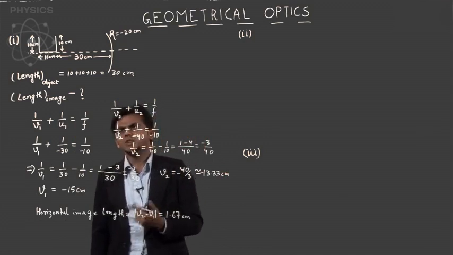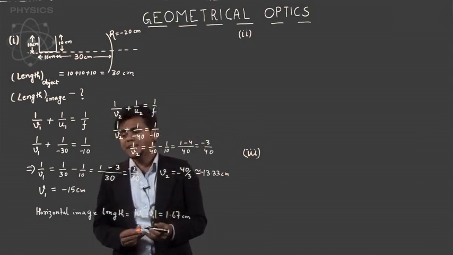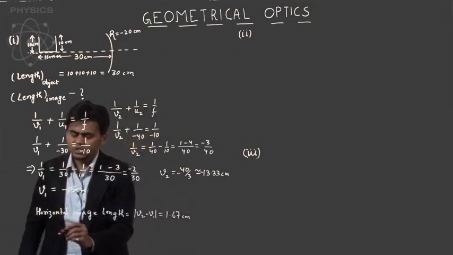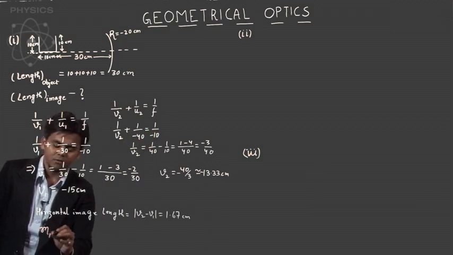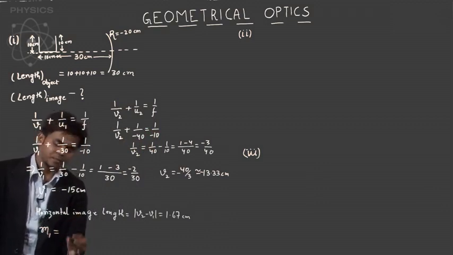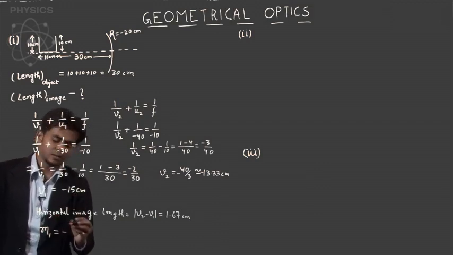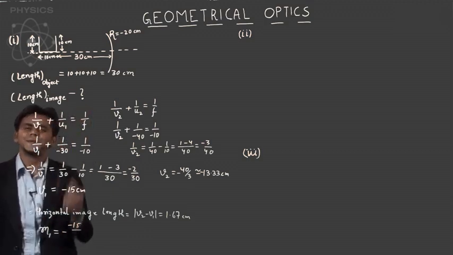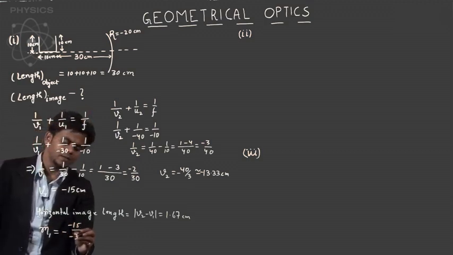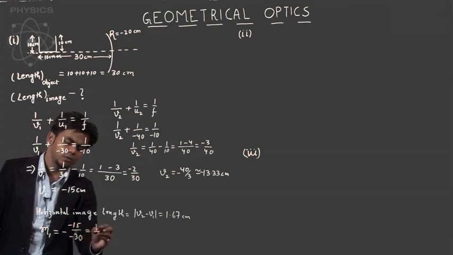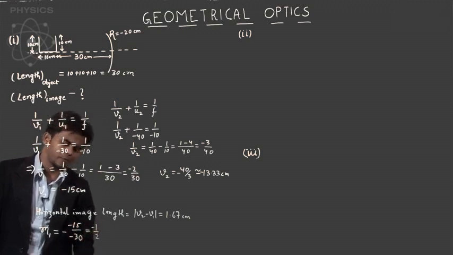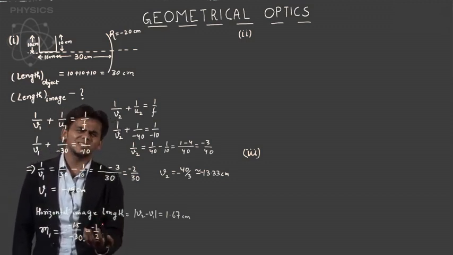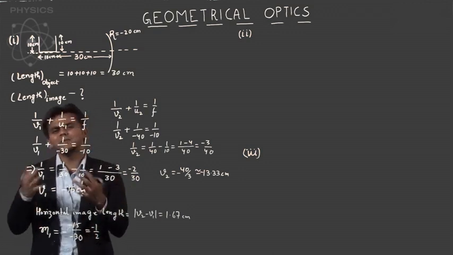Now, what about the other lengths? I need to know the magnification at this position. The magnification at this position, or rather M1, is equal to simply minus V by U. So minus of minus 15 upon minus 30. This gives you minus half. So half is the magnitude of magnification. Minus doesn't make any sense because I just need the length, right? So minus plus has no relevance for me.